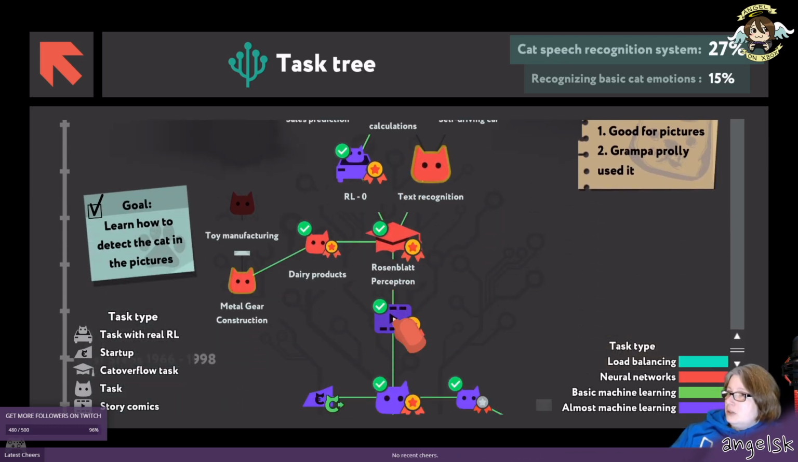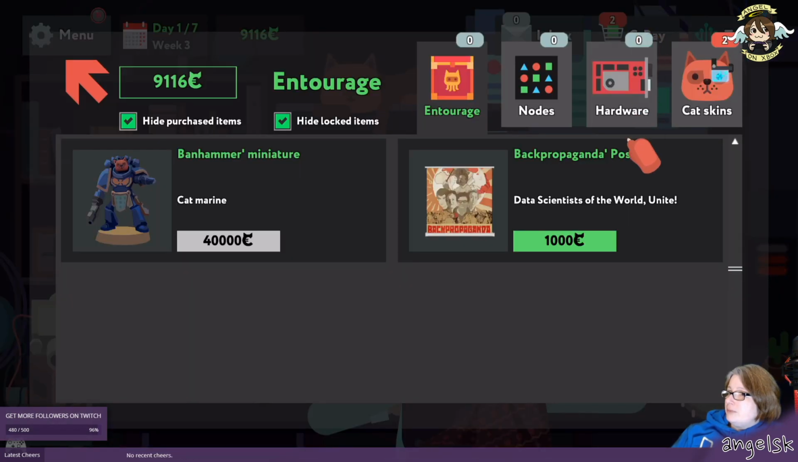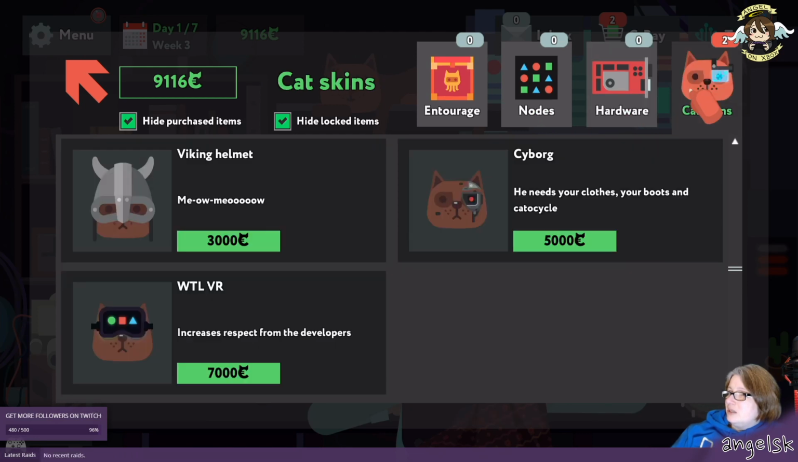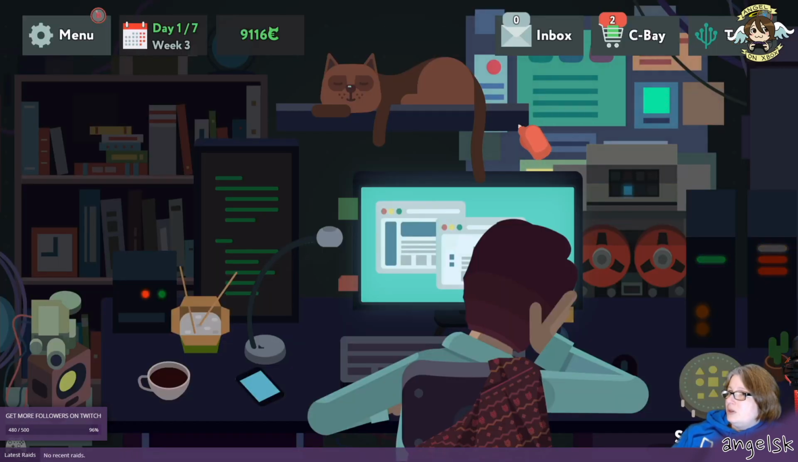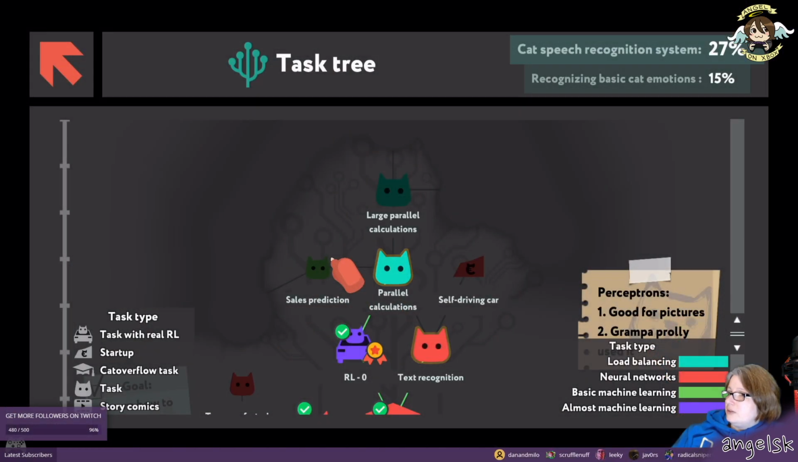Okay, so the aim of the game is to learn how to machine program machines. We are trying to figure out how our cats talk to our cats. And we do that by creating various machine learning algorithms, neural networks. So we've got basic machine learning, neural networks, and load balancing.